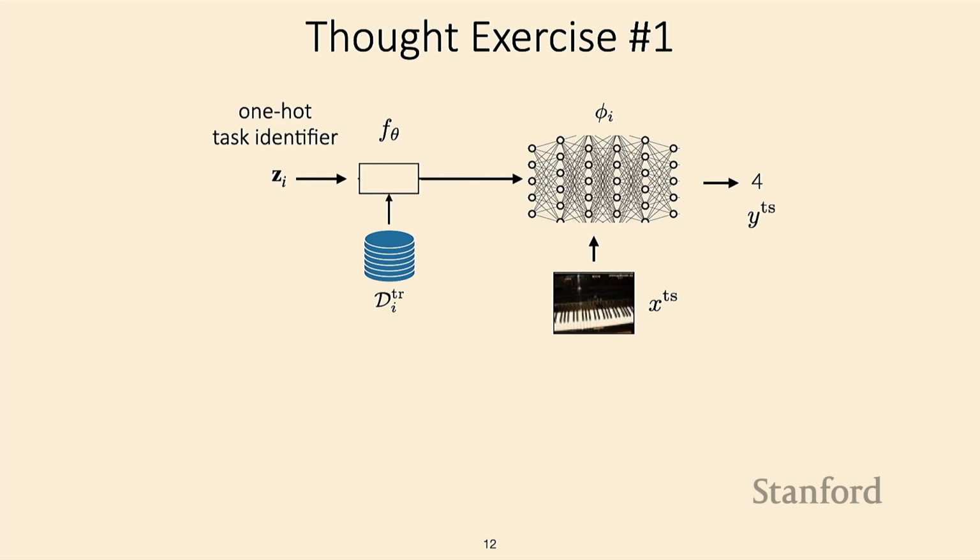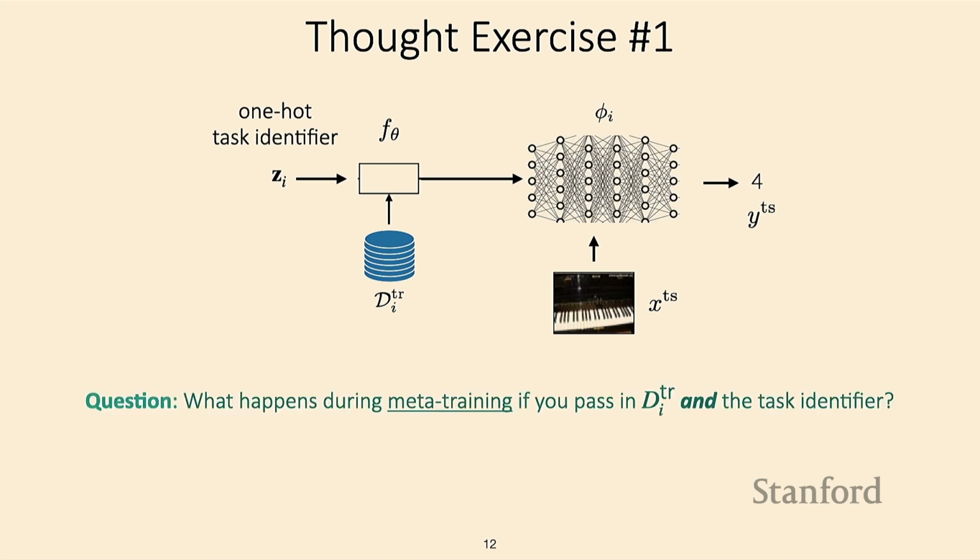And the thought exercise is, you train this on a set of tasks. Each task is indexed by i. And one thing you could consider doing is passing in the task index, a one-hot identifier of the task index, into your black box meta-learner. My first question is, when you pass in both the training data set and the task identifier, what would happen during meta training?